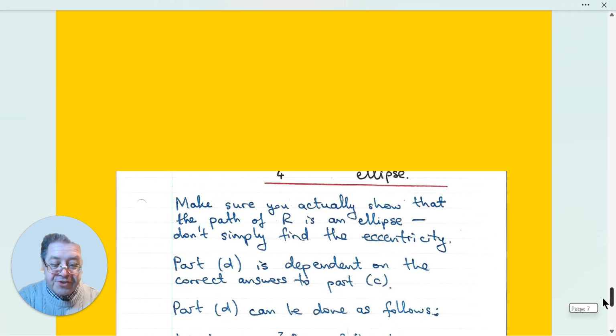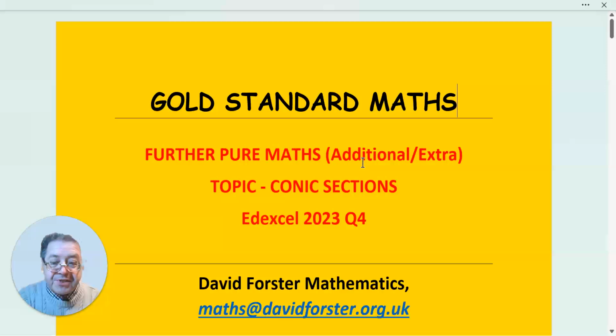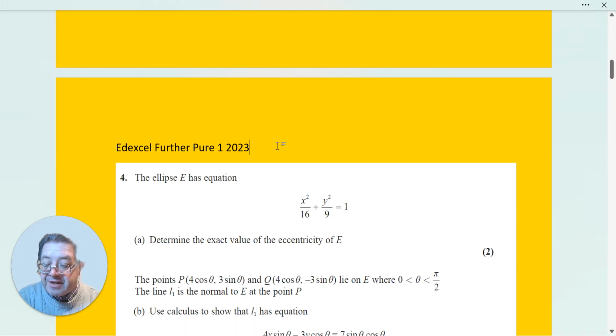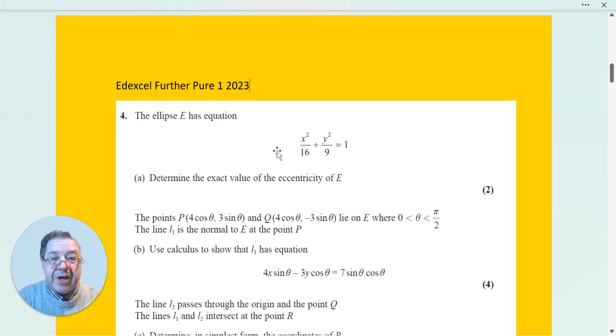So a nice question using the properties of an ellipse and the formulas given in the formula book. A fairly standard question. It's worth spending time studying these questions because very much they are of a similar type in the exam.